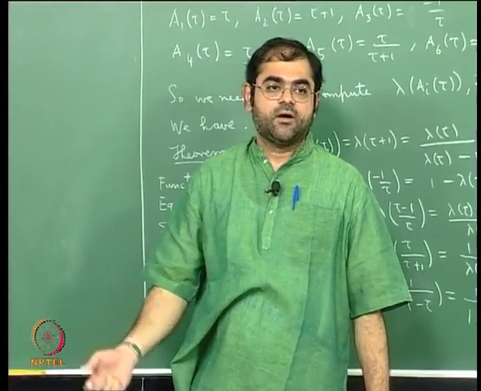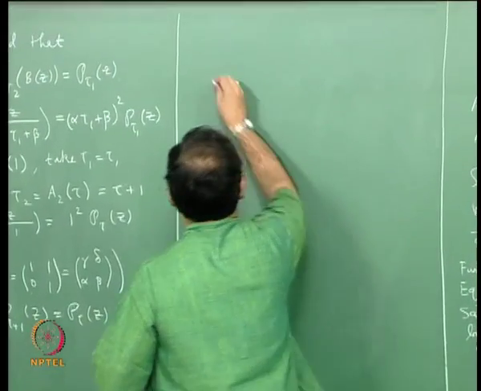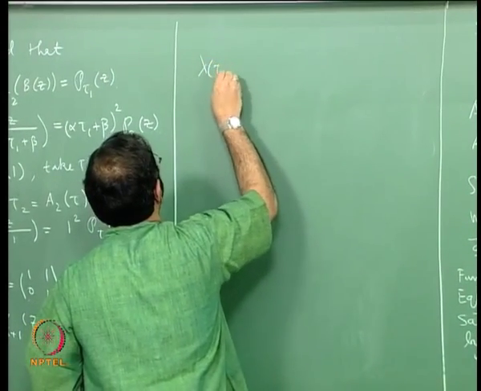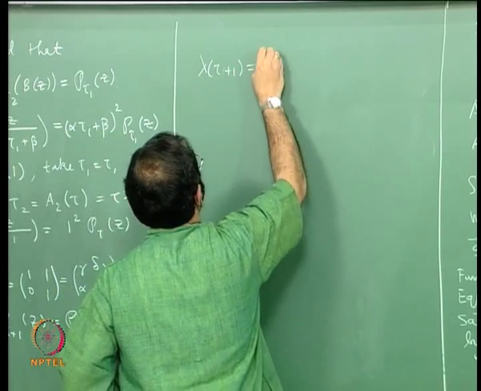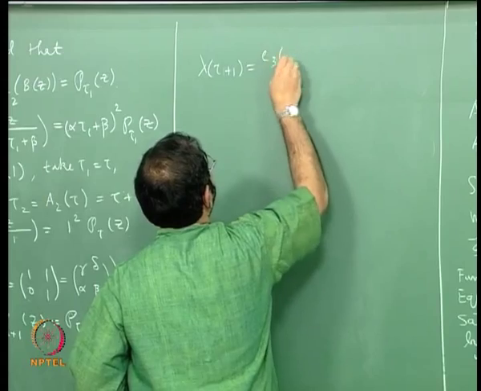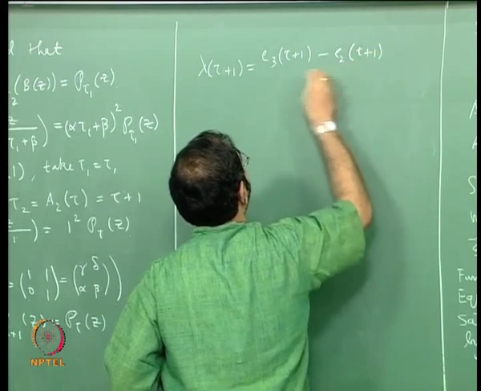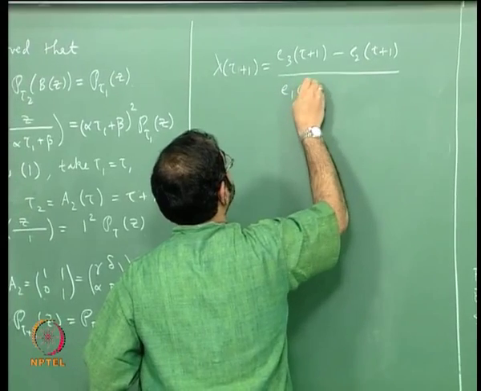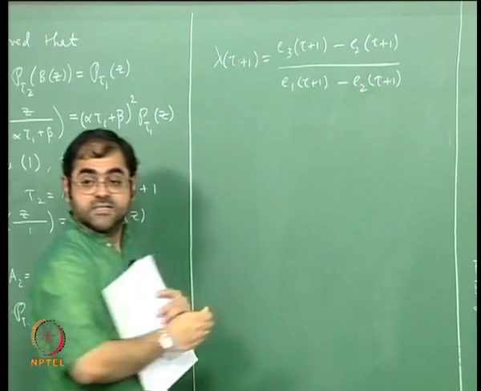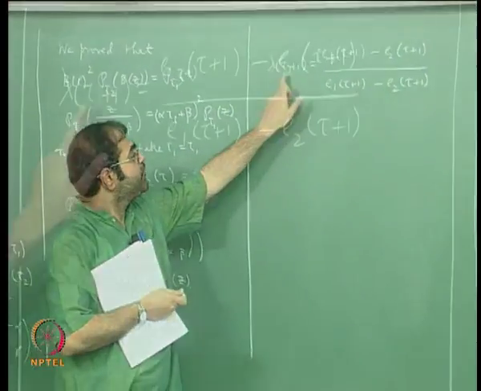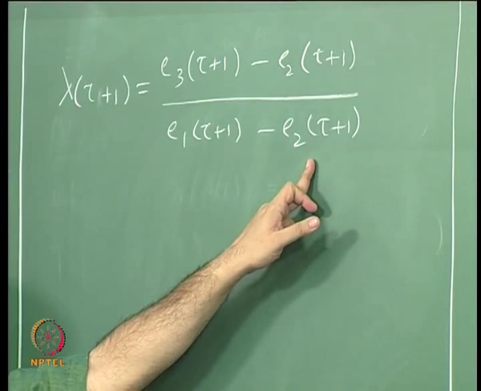So if you want to check how lambda changes, you have to check the way E_i changes. So in fact, let me directly write this: lambda of tau plus 1 is, mind you, E3 of tau plus 1 minus E2 of tau plus 1 by E1 of tau plus 1 minus E2 of tau plus 1. This is how lambda of tau is defined: lambda of tau is E3 of tau minus E2 of tau by E1 of tau minus E2 of tau.